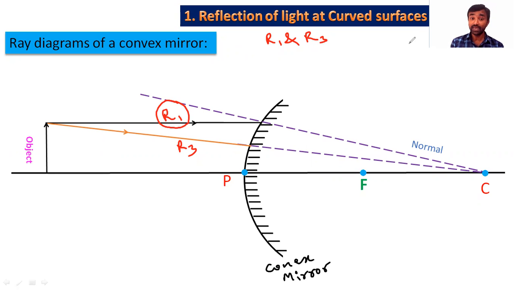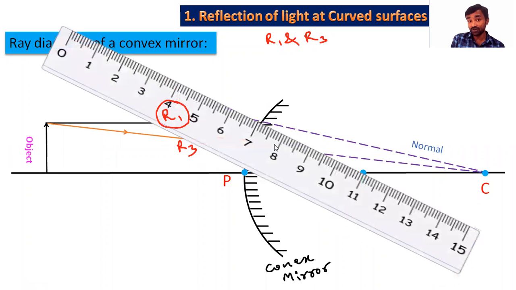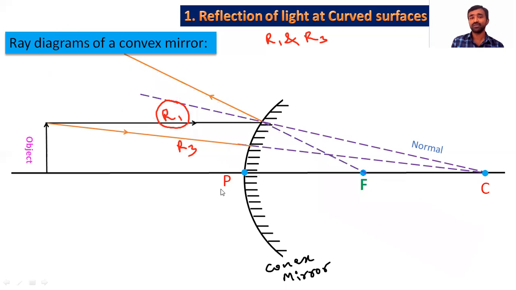It seemed to emanate from the focus. So what to do? Just connect the point of incidence and the focus for R1. As you see, draw the reflected light ray. So it appeared to emanate from the focus. Is it clear?